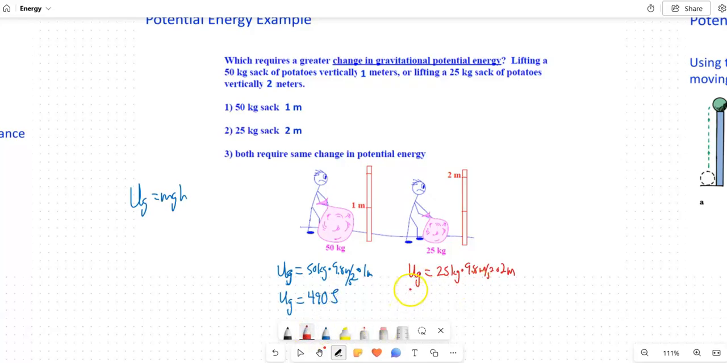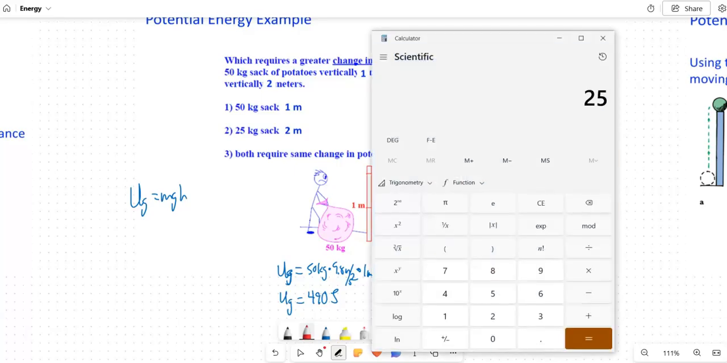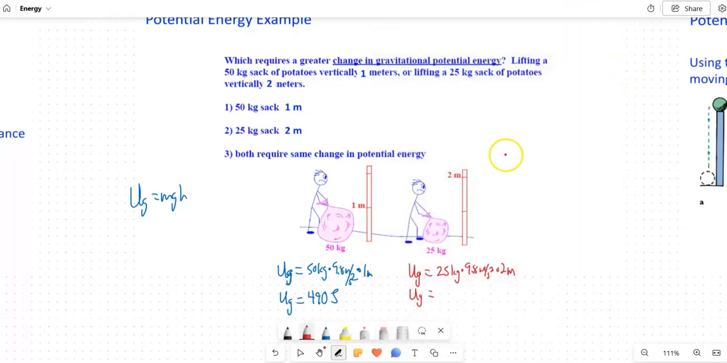Well, over here, this potential energy is going to be 25 kilograms times 9.8 meters per second squared times 2. That is also 490 joules. So whenever you're lifting weights, you could lift a heavy weight 1 meter or lift a lighter weight twice the distance, and so you will be burning the same amount of calories. Okay? That's what this is saying.